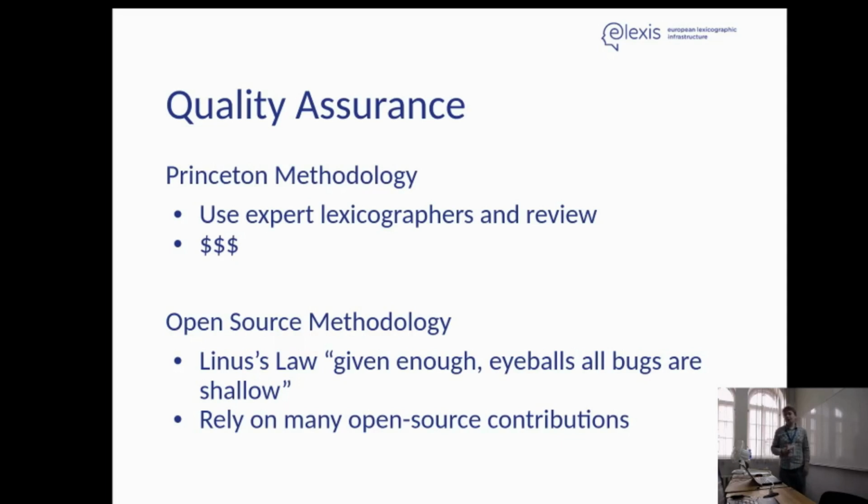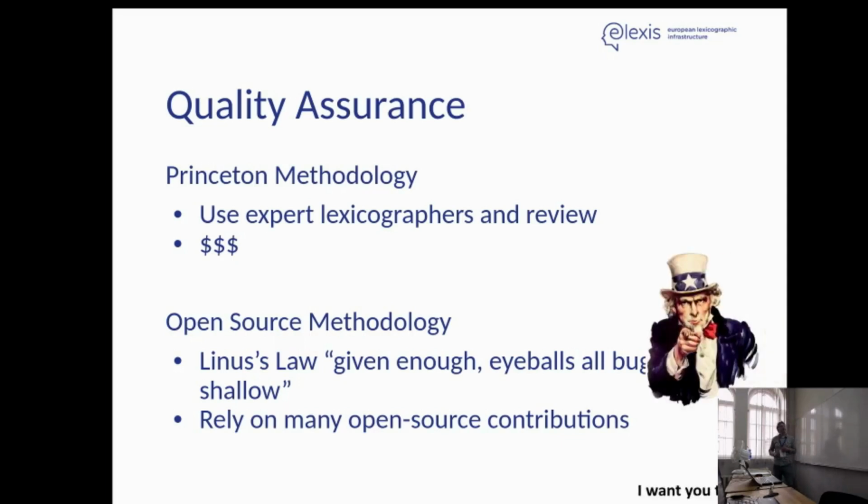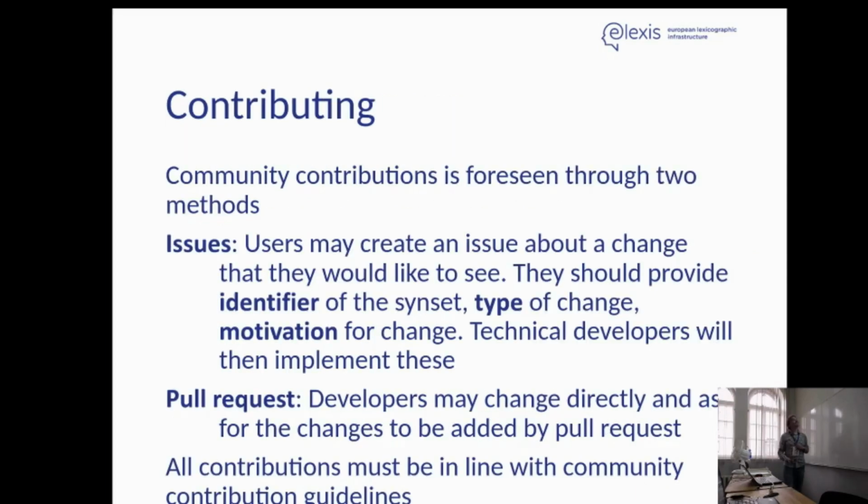And then we rely on many open source contributions. So, as I say, you can help improve WordNet if you want to. How can you do this? Well, this is through our general open source methodologies. Our community contributions really come through two methods. First of all, by creating issues. This is the easiest way to do it. A user can just say, I think this is wrong in WordNet. They can provide, ideally, the identifier of the synset, the type of the change they want to make, and some kind of motivation. And then a technical developer, generally me, will go and implement it.